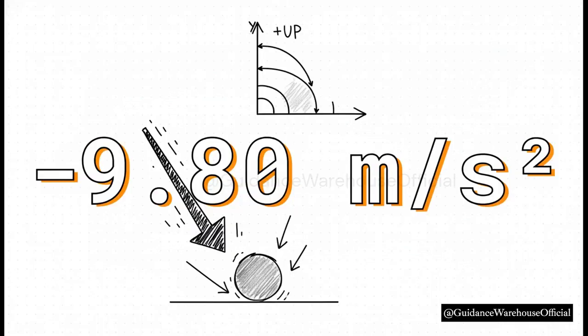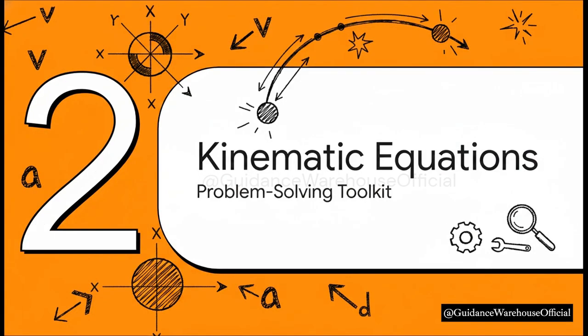Hold up. This right here is absolutely crucial. We need to nail down the exact force that's dictating that fall time. Since we generally define up as the positive direction on our y-axis coordinate system, that means gravity is pulling down. Therefore, vertical acceleration is a constant negative 9.80 meters per second squared. You're definitely going to want to burn that number into your brain. Okay, moving right along to section 2, the kinematic equations, basically your ultimate problem-solving toolkit.